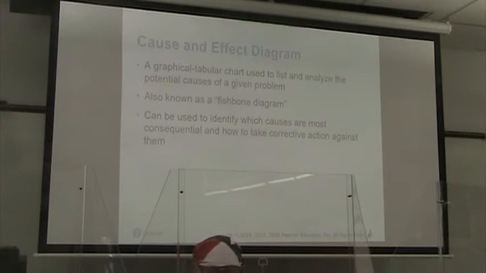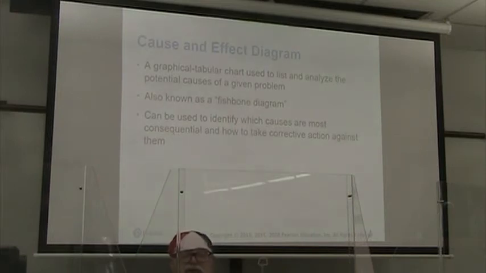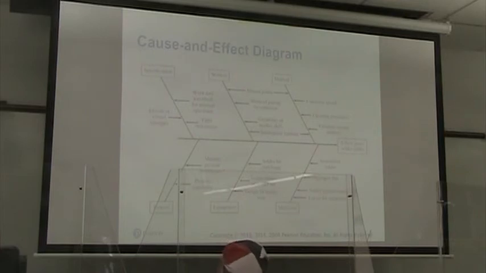We can have a cause and effect diagram. In that case, it's a graphical tabular chart used to list and analyze potential causes of a given problem. Also known as a fishbone diagram or an Ishikawa diagram. And we can use that to identify the causes that have the greatest consequences, and thus analyze how to take corrective action against them.